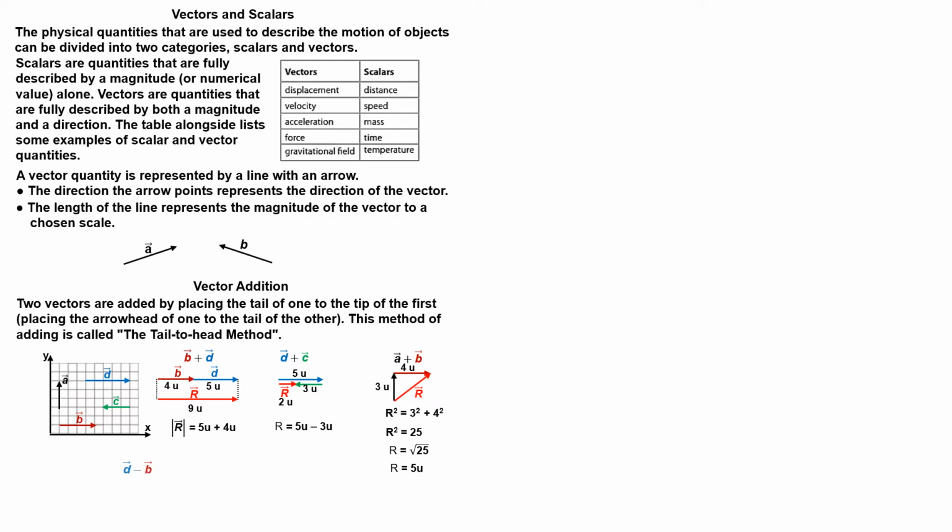Let's find the difference between the vector D and the vector B. Draw the vector D, then draw the vector B with its tail at the head of vector D. The resultant vector is the vector that extends from the tail of vector D to the head of vector B.